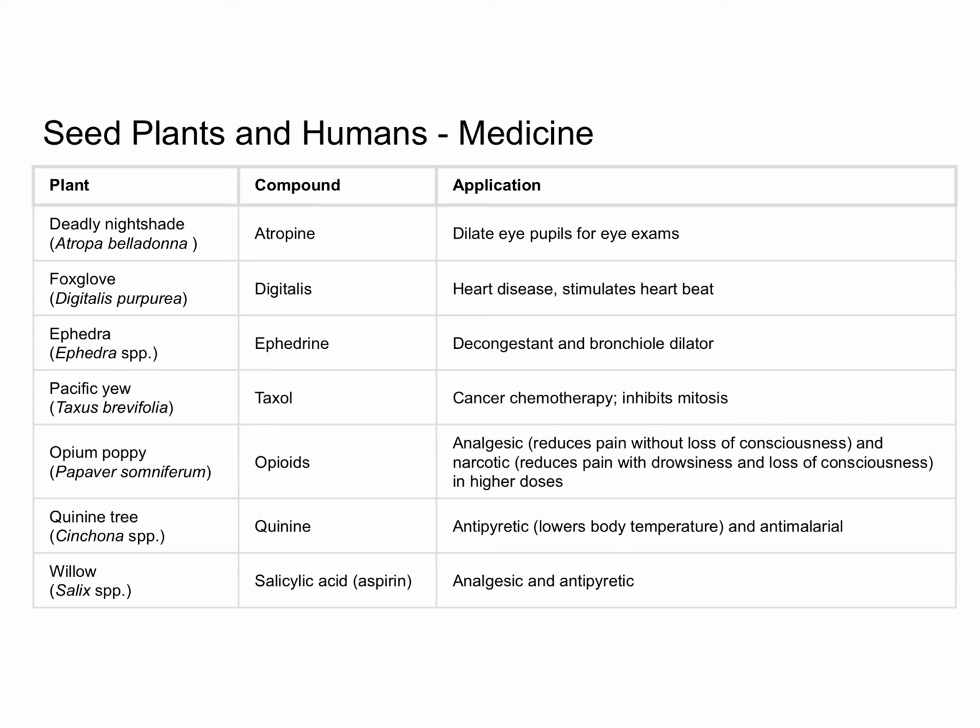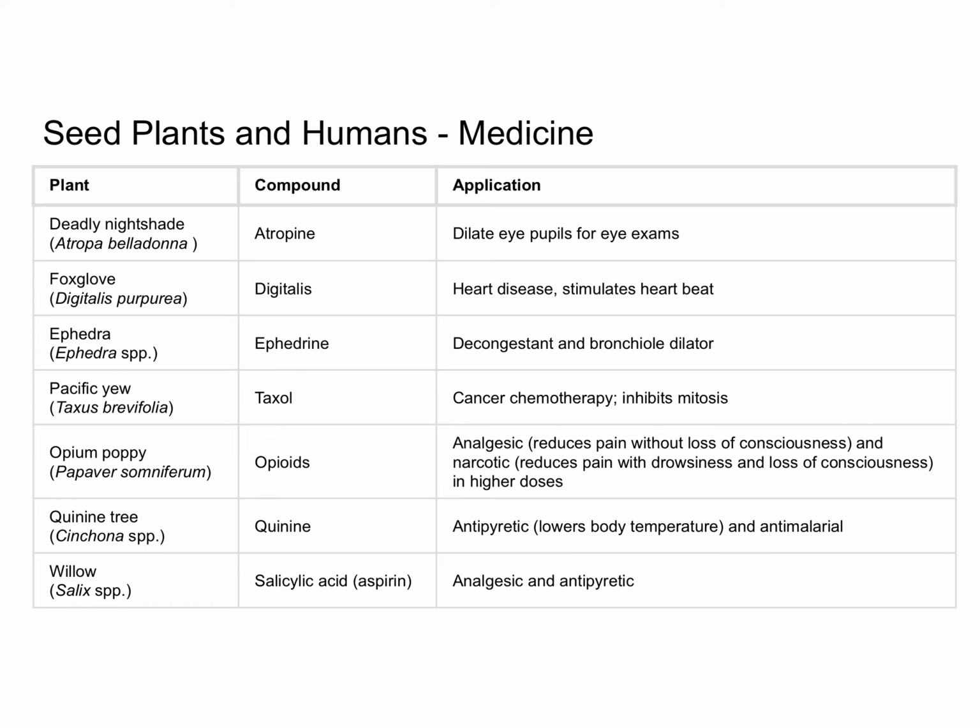Seed plants also play a really important role in the field of medicine. So these are just some examples of compounds that we get from different plants and how we use them in a medical context. So a plant called deadly nightshade produces a compound known as atropine. And atropine is what is in the eye drops that they put in your eyes when you go to the eye doctor so that it can dilate your pupil so that they can see the retina by kind of looking through the pupil into the back of your eye. A plant called foxglove produces digitalis, and digitalis is used to treat heart disease and it helps to stimulate a heartbeat.